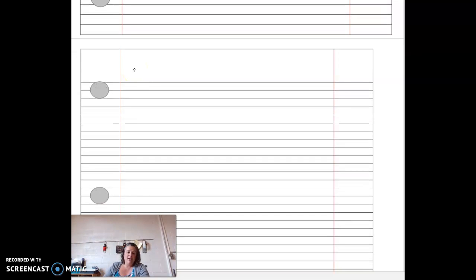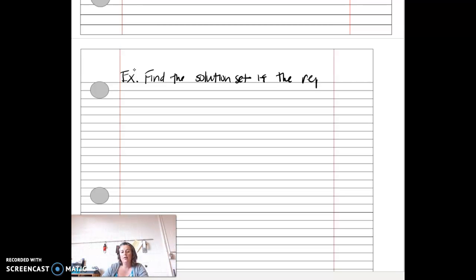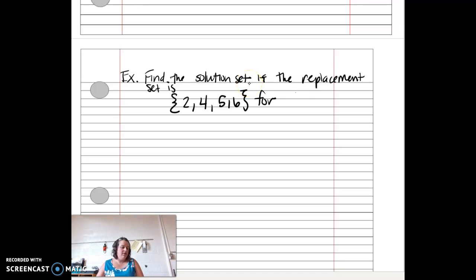Okay, so I'm giving you an example here. We're going to find the solution set if the replacement set is, and we got another set of brackets here. This is the fun part. You got a squiggly bracket. Your replacement set is 2, 4, 5, 6. And we're going to use the equation 2q plus 5 equals 13.